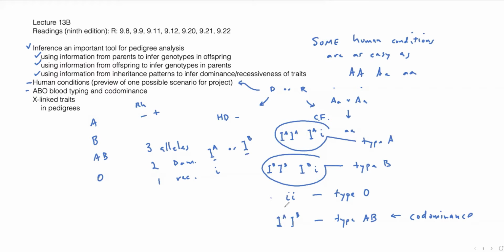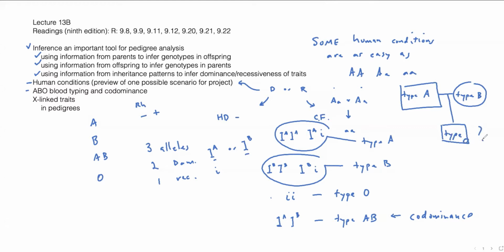And you could actually apply this in a pedigree. So for example, if you are type A and you are a male, and your spouse, your female spouse, is type B, is it possible for you to have a son that is type O?